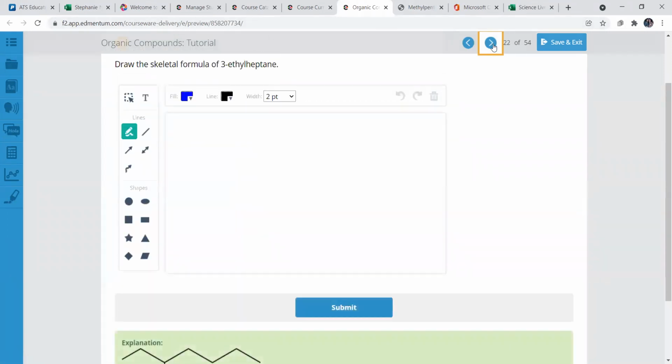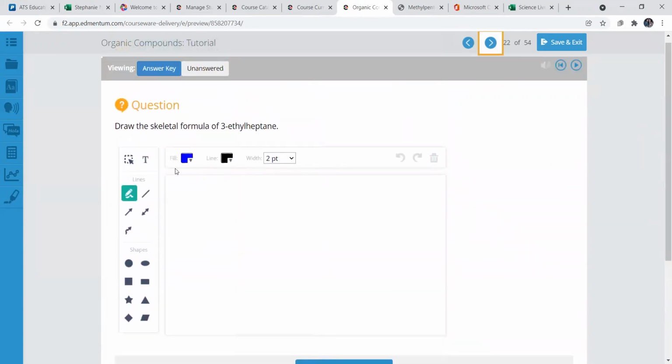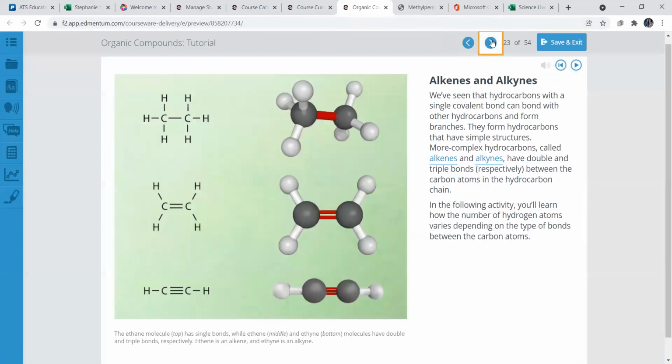All right, so then drawing it out. Now this one you'd have to draw out here on this tutorial. You have to draw what this looks like. So draw the skeletal formula. That would be just drawing the lines. Okay, and let's see here. We have some more examples.